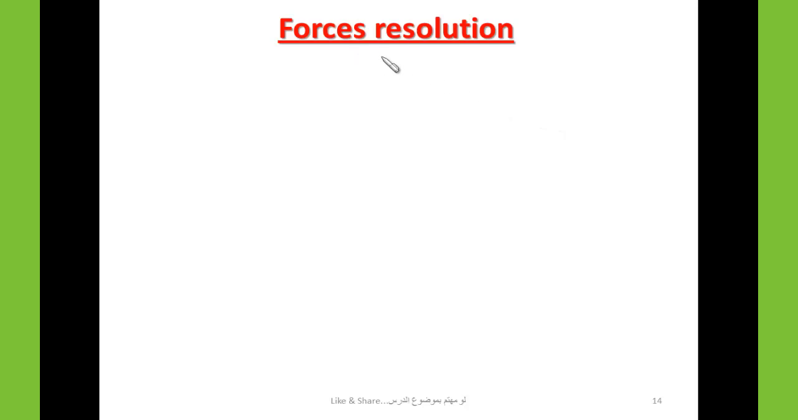Forces resolution. What we mean by resolution of force: resolution of a force into two given directions.